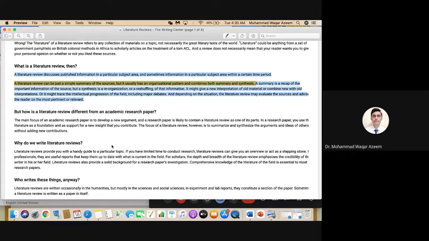Now, literature review itself is not a complete paper. It is part of it. So, what is the role of a literature review? Why do we write it? We write literature review in order to establish a research context. Well, what kind of research context?